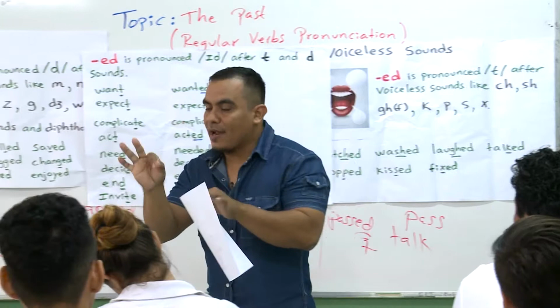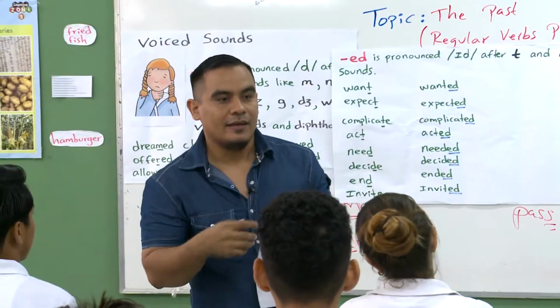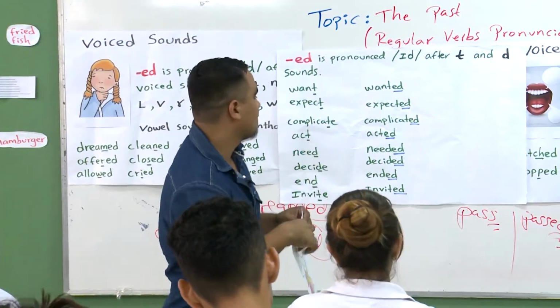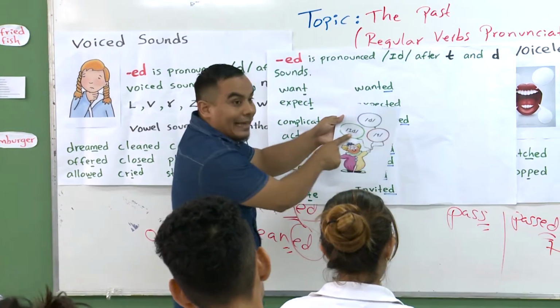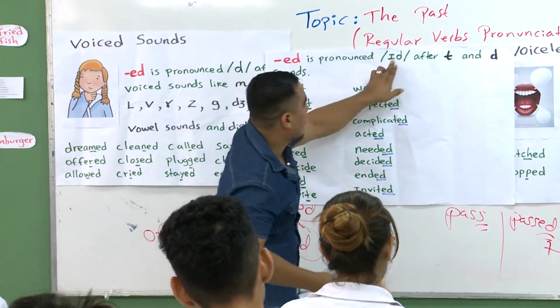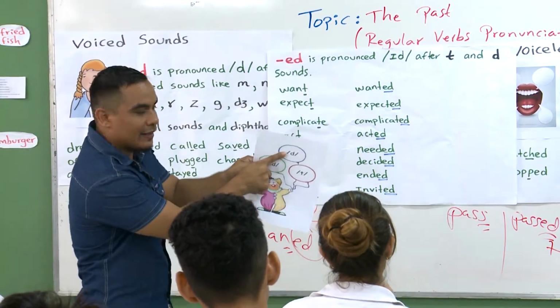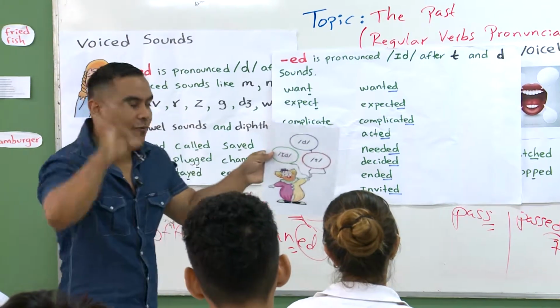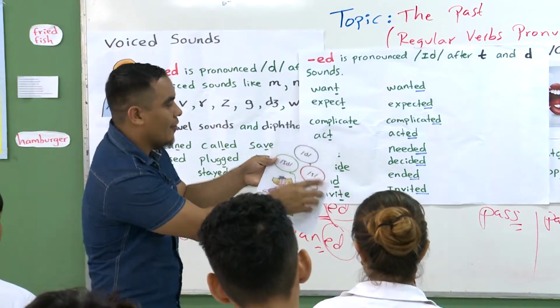Let me show you the pronunciation chart for the third time. We have 3 ways to pronounce ed. What is the first way? Like id. This one, id. The second way, d. And the third way, t. Okay.